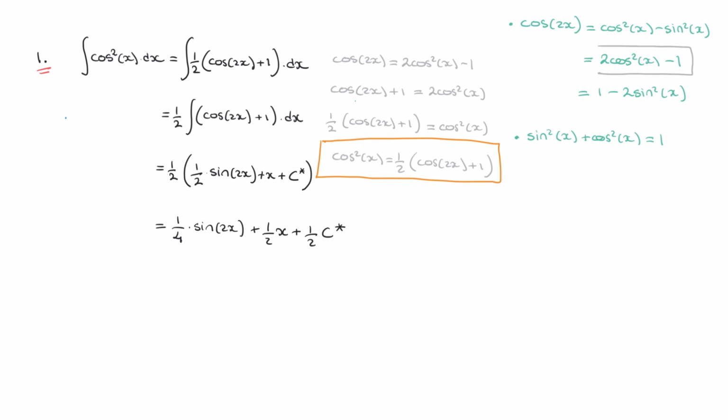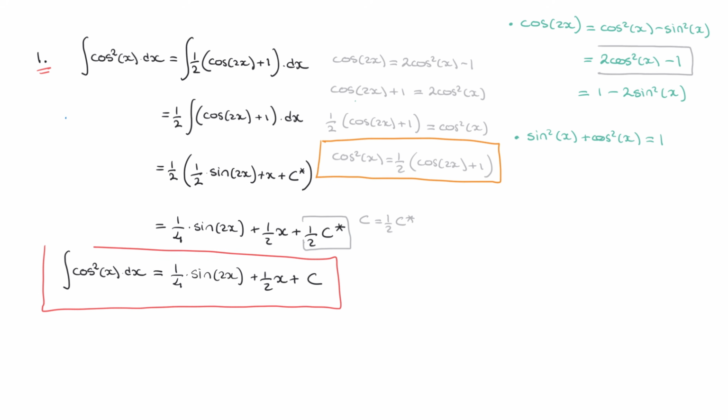Finally, rather than having 1/2 times my constant of integration, I'll go ahead and define a new constant of integration as capital C, which equals 1/2 times c star. And so I can write my final result as 1/4 of sine of 2x plus 1/2 of x plus C. And as such, we're done. We've now integrated cosine squared of x.